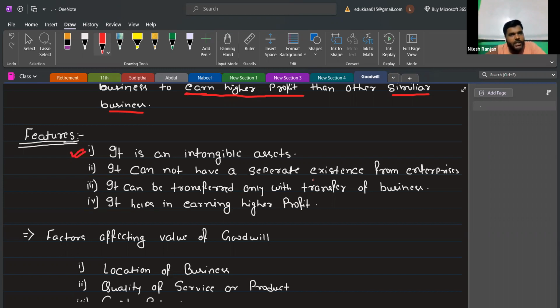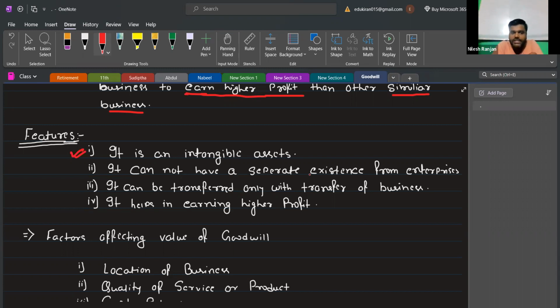The company name is PepsiCo. You buy their cold drinks because of their name, because of the taste you got previous times. Yes or no? Yes, sir. So you like that drink. That's why you purchase that drink. So this is the goodwill of the PepsiCo company, and it cannot be separated from their name. This is why we say that it cannot have a separate existence from the enterprise.